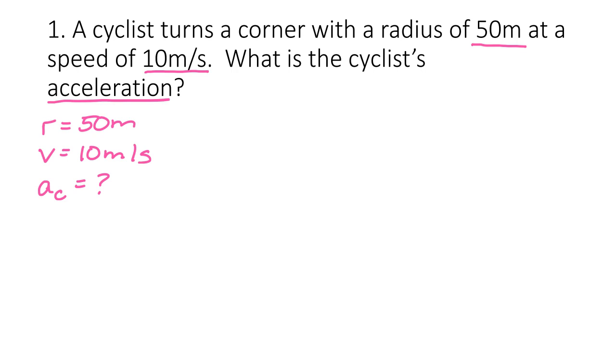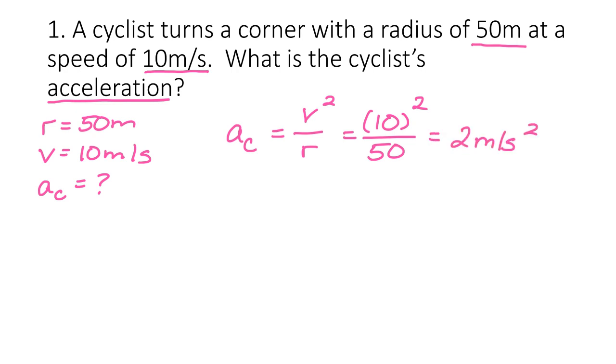Our formula is centripetal acceleration is equal to velocity squared divided by the radius. So here we'll fill in our numbers. Instead of v, we'll put 10, and make sure you include the squared, divided by the 50 for the radius. 10 squared divided by 50 is 2 meters per second squared.